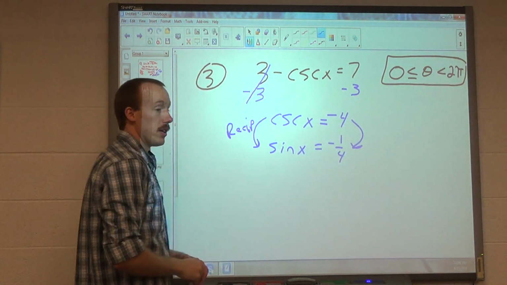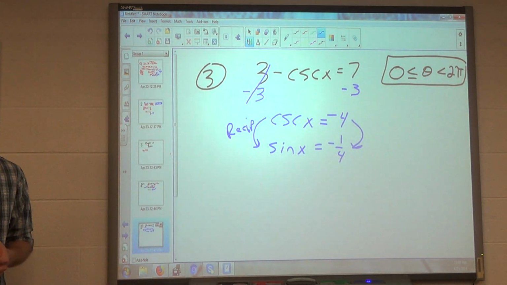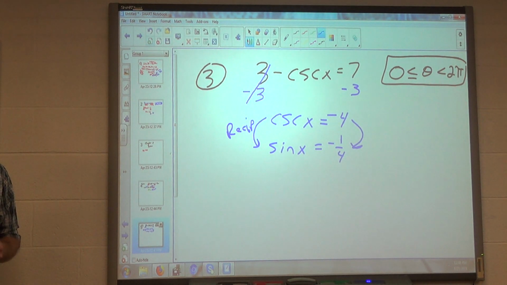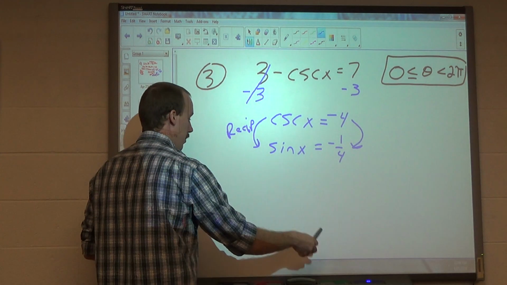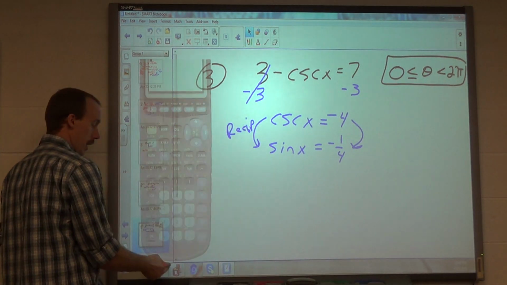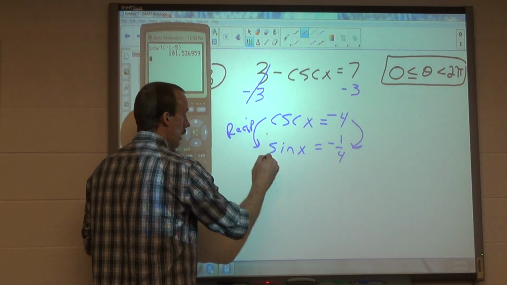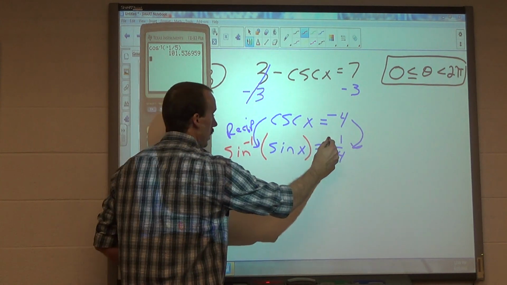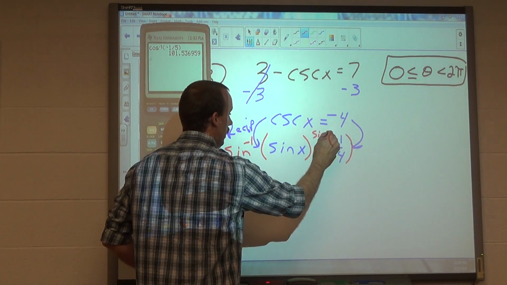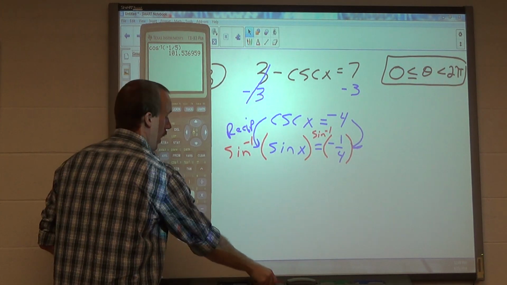-1/4. Now is -1/4 on my unit circle? No. Okay, so then what do I do from this step now? Calculator. Now how do you get rid of sine? We do the sine inverse, and what you do to one side, you do the sine inverse to the other.